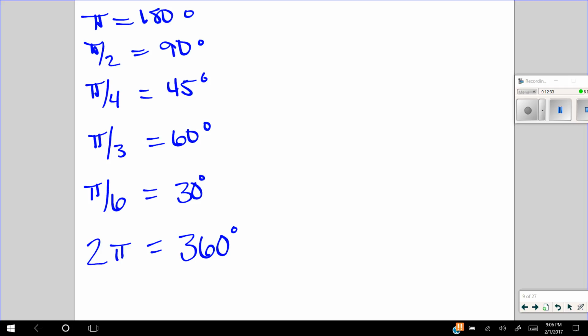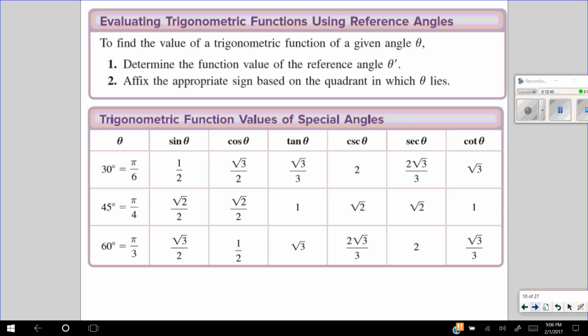If you know those and you have those memorized, you can convert back and forth between degrees and radians really quickly and really easily without having to set up that proportion every time. Okay, so I'm just going to continue on with the lesson here. This table just kind of gets at exactly what I told you. You should know what these conversions are here.